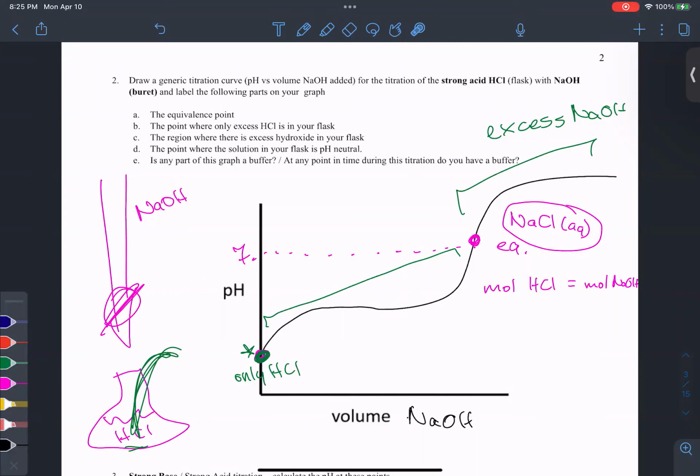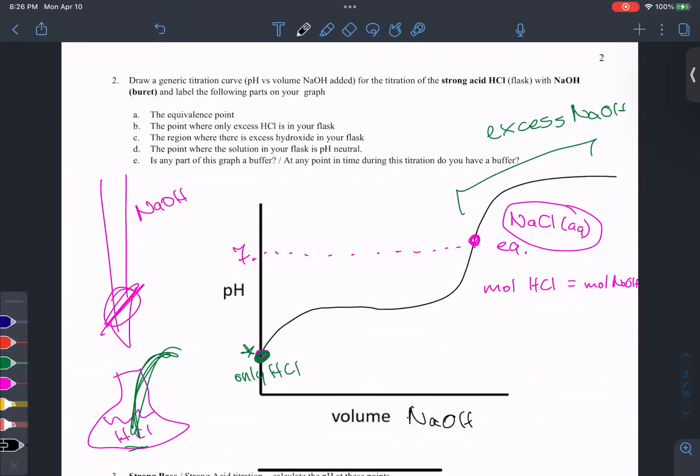And actually, I drew this curve a little bit incorrectly. How I've drawn it here, it looks like there's a buffer region. Doesn't it kind of look like there's a buffer region right here? But the thing is, can you ever make a buffer out of a strong acid and strong base? No, you can't. So I drew this titration curve wrong.